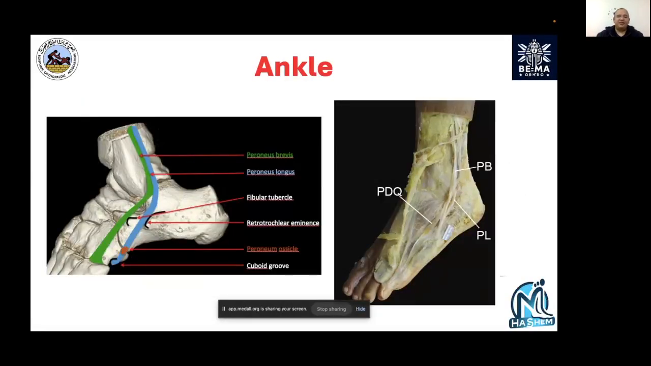زي ما حضرتك شايف زي ما قلنا كده الاميننس البرنيس بريفيس is above البرنيس لونجس is underneath. بعد كده البرنيس لونجس goes through the cuboid groove and go to attach there. في البرنيس بريفيس لها اتاتشمنت اسمها الديجيتي كوانتي، دونت كير اباوت، بس ممكن تسمعها في الامتحان. فريمبر ذات the peroneal digiti quinti is part from the peroneus brevis.